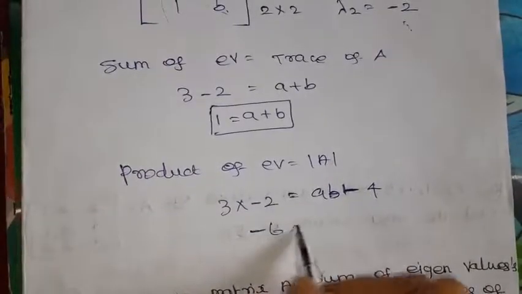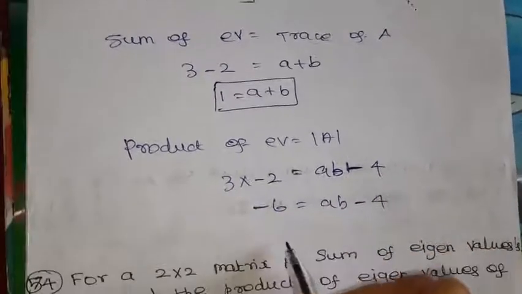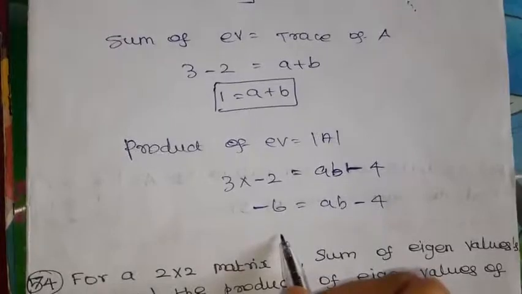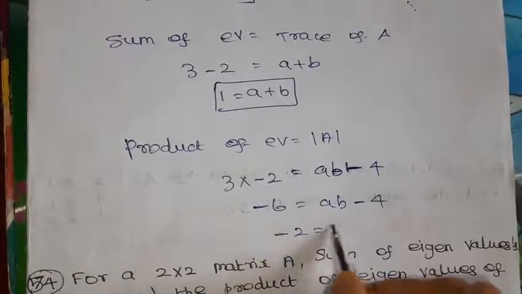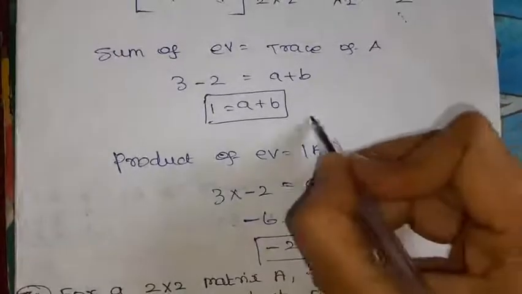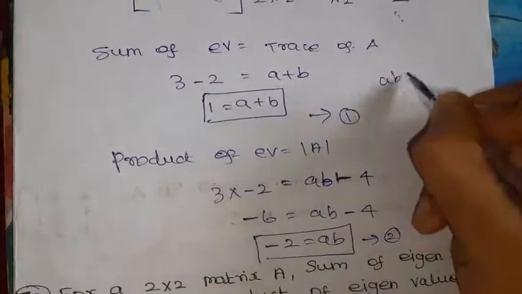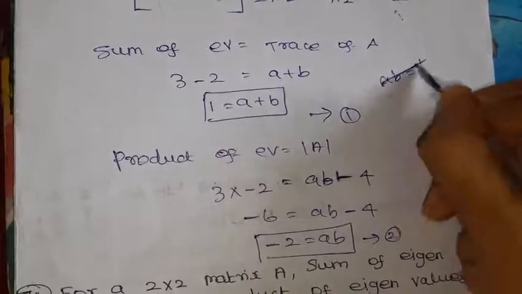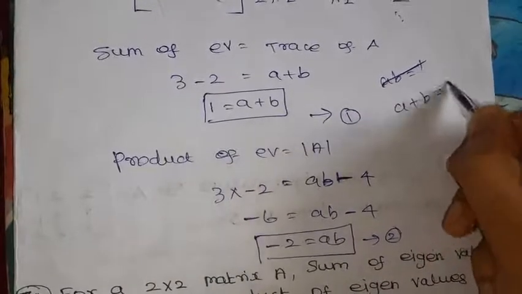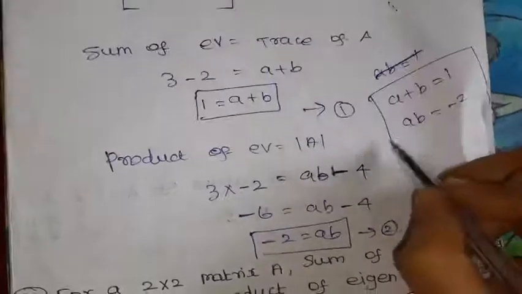So, minus 6 AB minus 4. This will go to that side. Minus 6 plus 4 minus 2. AB equal to minus 2. So, what are we getting from this equation? A plus B equal to 1, then AB equal to minus 2, which means when we add these two, we will get 1 and when we multiply them, we will get minus 2.